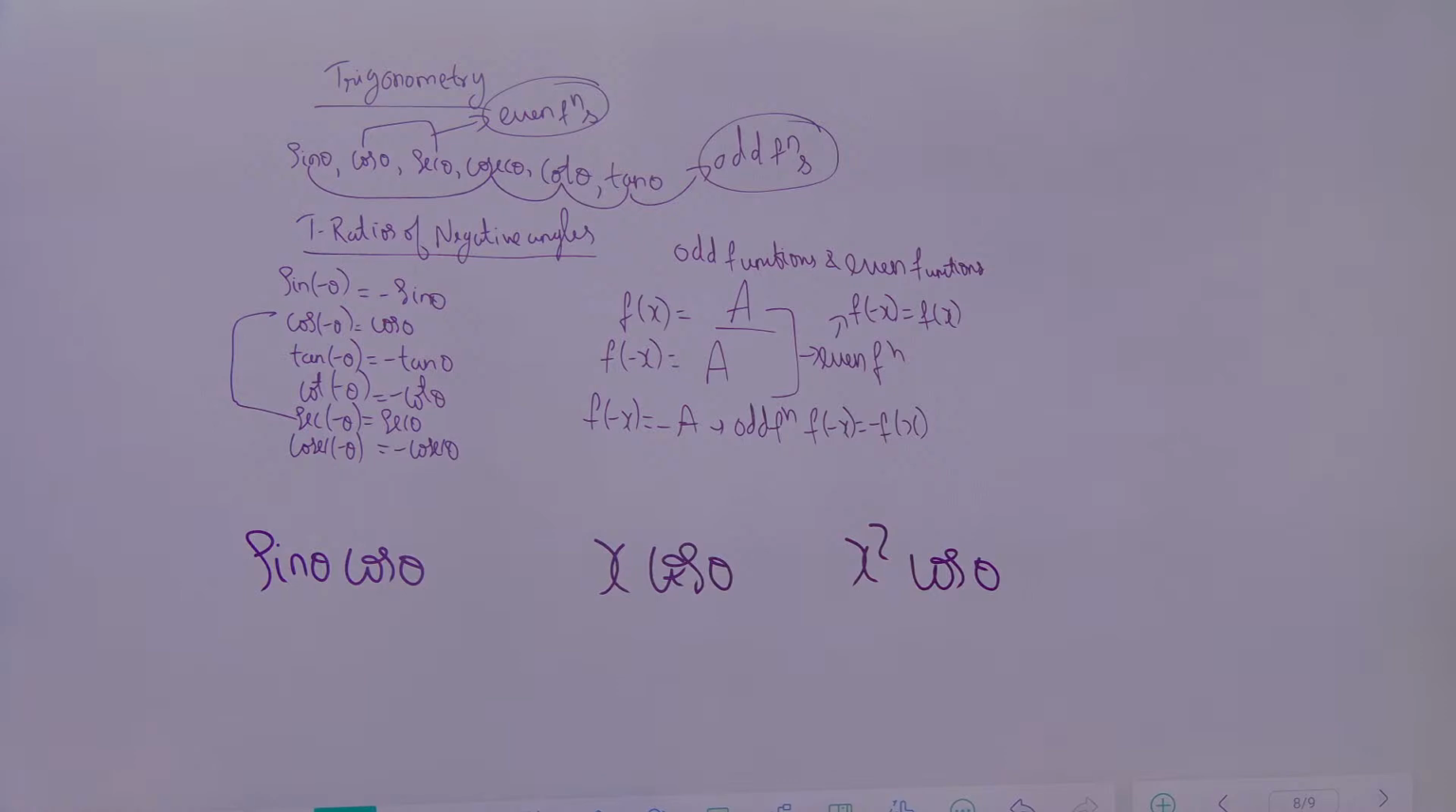Okay, if I write x square, x cube, x power 4, in place of x if I write minus x, it will become minus x only. In place of x square if I write minus x whole square, it will become x square only, positive only. Okay, x cube if I write minus x cube, it will become minus x cube only.